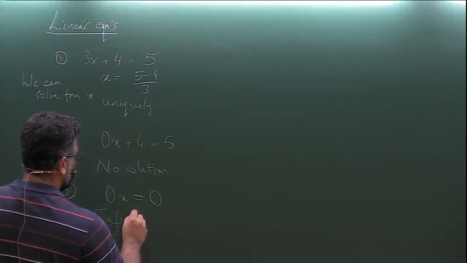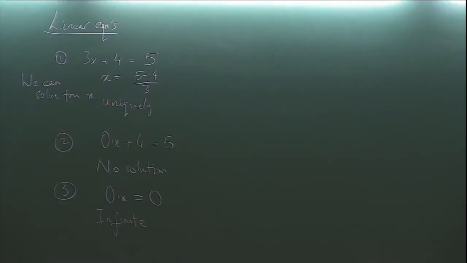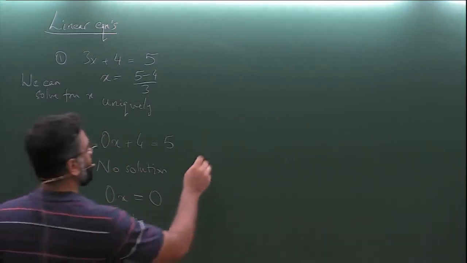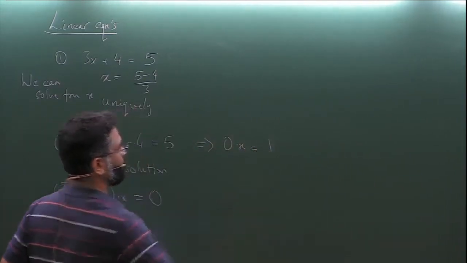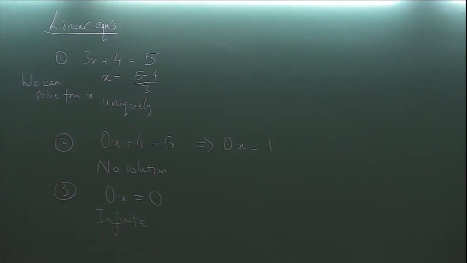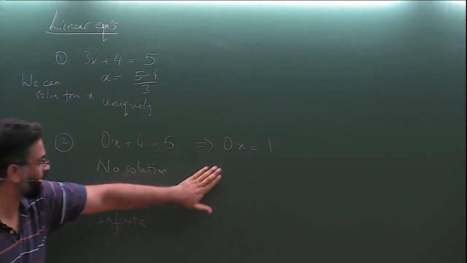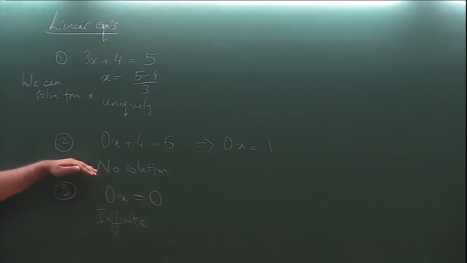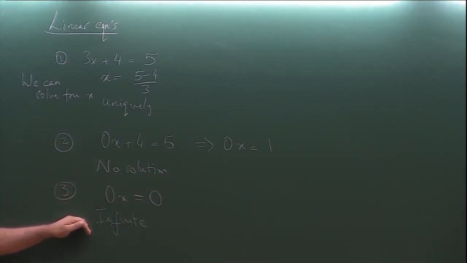This is something that they don't actually do in sixth standard. They probably should, and show you that there are three possibilities: a unique solution, no solution, and an infinite number of solutions. Now, let's go back to case two. I can write this as 0x equals 1. What's the difference between this expression and that expression is purely what's on the right-hand side. Both of them have the same left-hand side, and it's the right-hand side that tells us whether we have no solution or an infinite number of solutions.